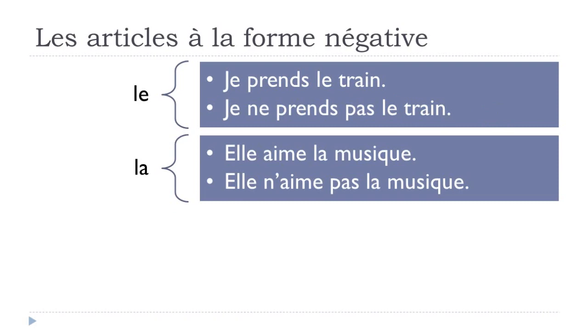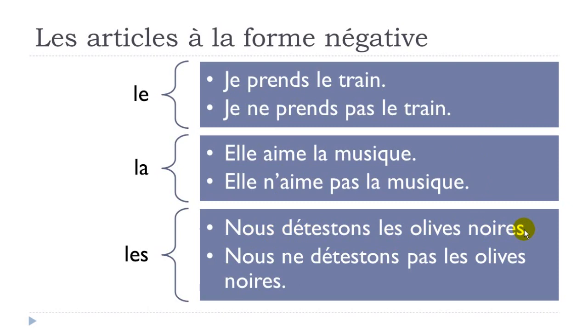Okay? So feminine. Elle aime la musique. Aimer is to like or to love. Okay? Elle aime la musique. The music. Elle n'aime pas la musique. It doesn't change at all. Les, plural form. Nous détestons les olives noires. Okay? Détester, to hate. Okay? Olives and then noir, black. Nous détestons les olives noires. Negative form, nous ne détestons pas les olives noires. Okay? In that case, it doesn't change. So you can see le doesn't change, la doesn't change, and les doesn't change either.